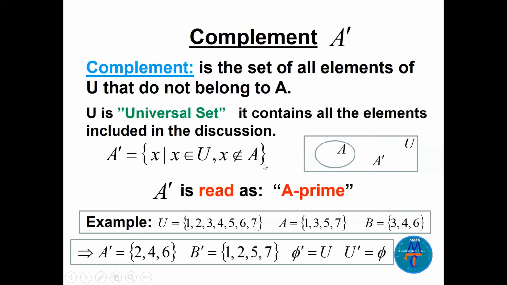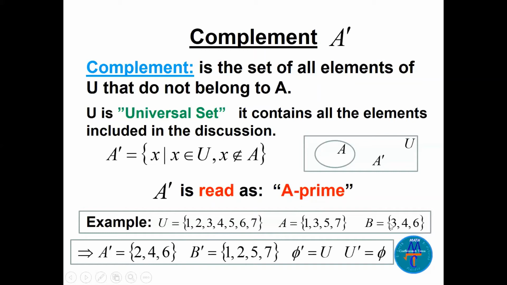Now let's see an example here, 4 examples actually. U is 1, 2, 3, 4, 5, 6, 7. So this is the big set, the universal set, that's U. A is 1, 3, 5, 7, B is 3, 4, 6. I found here 4 questions. Be careful how to do it. A prime, what is A prime? I look here, 1, 3, 5, 7. Any element in U not in A. So it will be the 2 and the 4 and the 6. That's it. This is A prime.